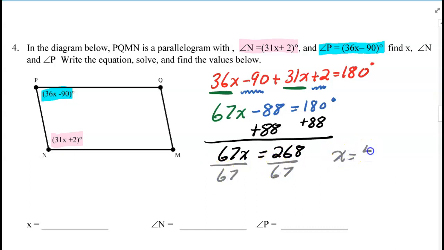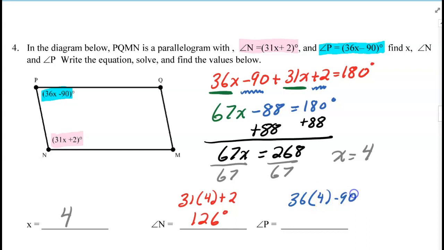Now that I have x is equal to 4, I want to find angle N. So I'm going to plug that into 31x plus 2, so 31 times 4 plus 2. And when I do that, I'm going to get 126 degrees. To find angle P, I'll plug 4 into 36x minus 90. So 36 times 4, take away 90. Doing that math, I get 54 degrees.